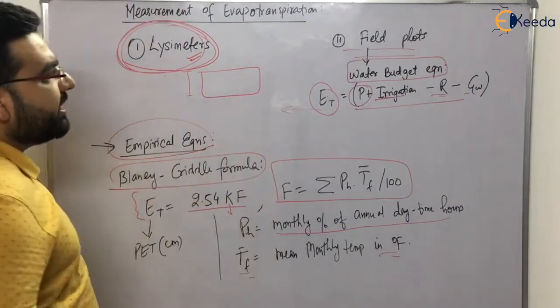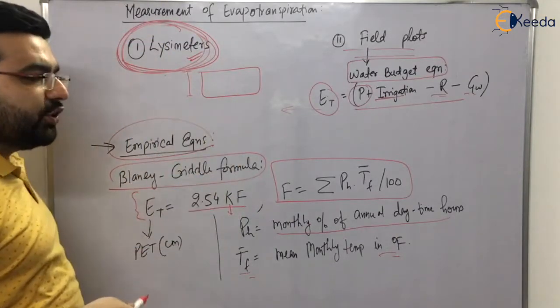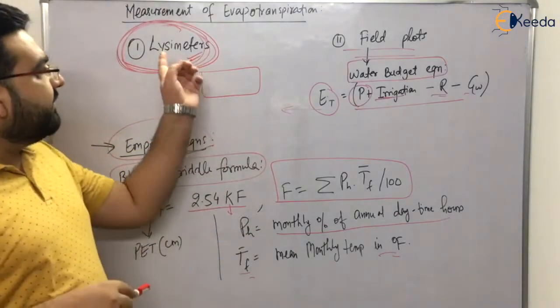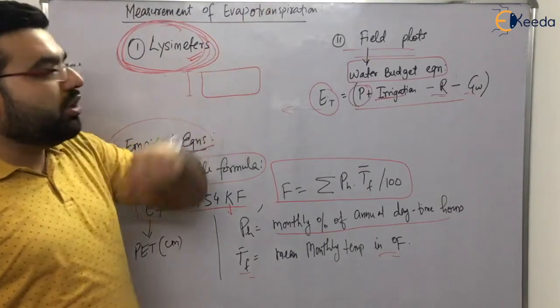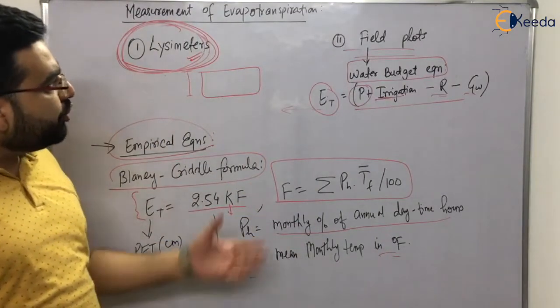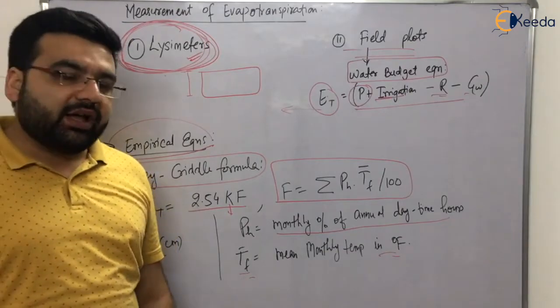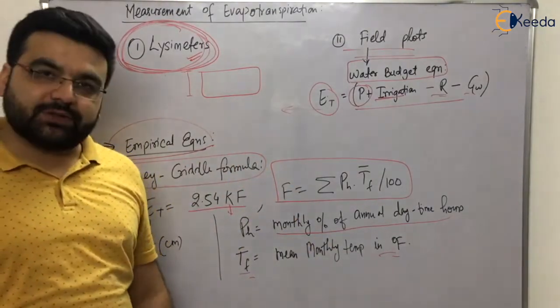So these are the main methods, but the most important thing is the lysimeter. A question may ask which of the following is used for the calculation of evapotranspiration? Some options will be given, and one option will be lysimeter. So lysimeters are used for the calculation of evapotranspiration. Clear? So I hope it was a very short topic and you have understood the measurement of evapotranspiration. Now let's move to the next topic and solve a few numericals on evaporation and evapotranspiration also. Right? Thank you.